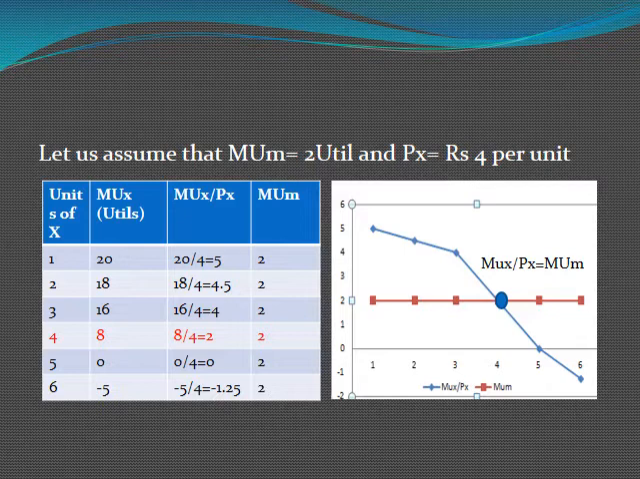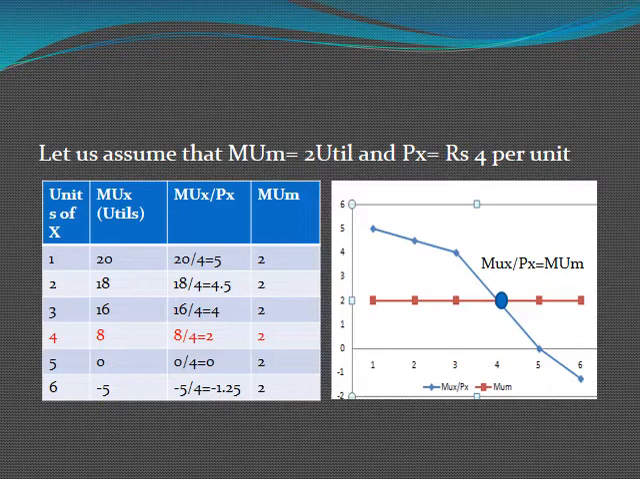Why is it so? Because at the fourth unit the marginal utility is equal to 8, and the marginal utility in terms of money, that is marginal utility of X divided by P of X, is 8 by 4, which is equal to 2, and here the marginal utility of money is 2. So we can say that marginal utility of X divided by P of X is equal to marginal utility of money. If we assume that the price of commodity P of X is 1, then a consumer is in equilibrium when marginal utility of X is equal to marginal utility of money.